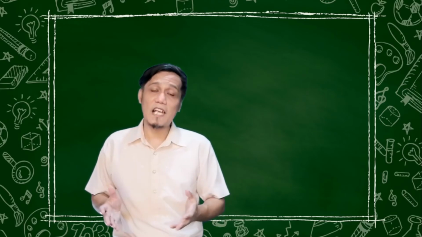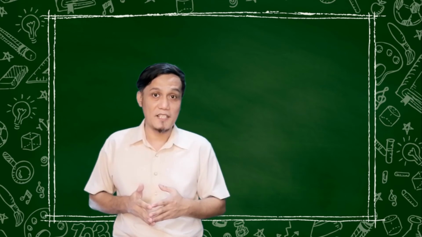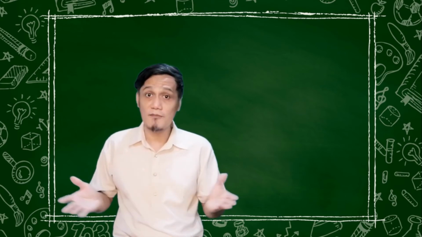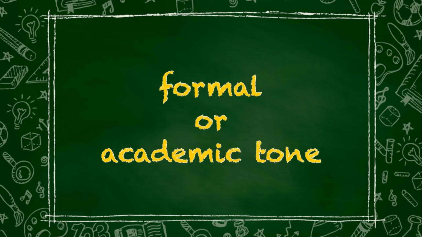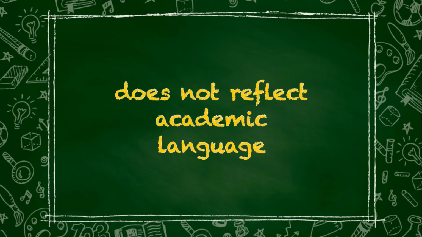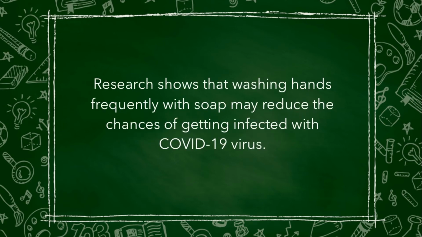At this point, let's have a short quiz just to check how well you understood the lesson. Go grab your pen and paper to write down your answer, and here we go. Write the word cool if the statement reflects formal or academic tone. Write the word uncool if it does not. Are you ready? Let's begin. Number 1.